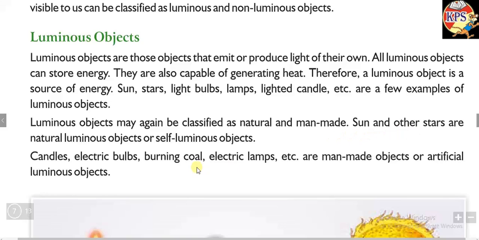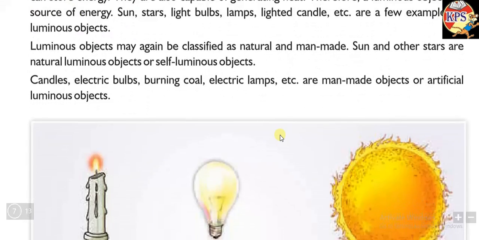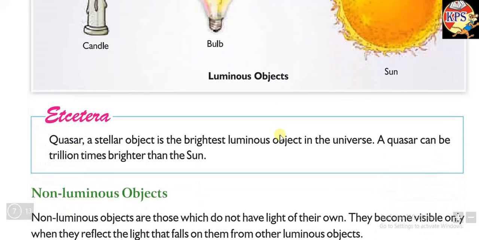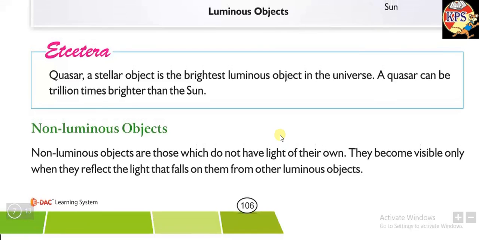Sun and other stars are natural luminous objects, or self-luminous objects. Candle, electrical bulb, burning coal, electric lamp are man-made objects because these objects are made by man or human beings, and sun or stars are natural objects because they are made by nature. So this is the difference between natural and man-made luminous objects.